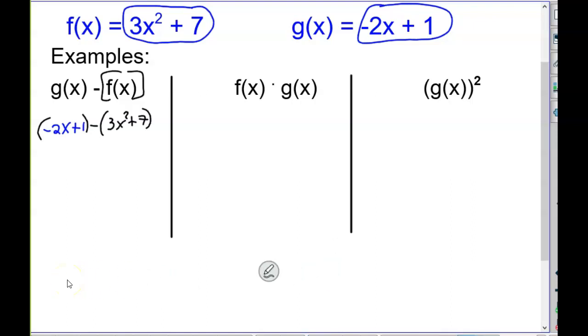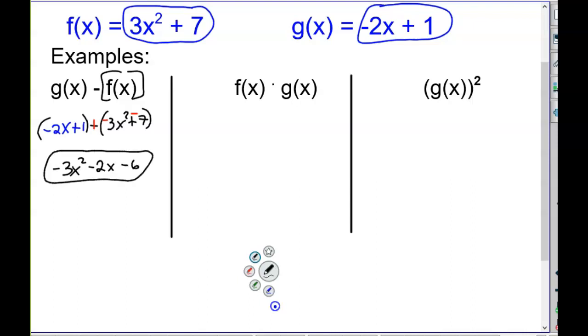Alright, so I'll just kind of get this set up. With subtraction, I don't like to think of it as subtraction. I like to think of it as adding the opposite, and that's usually where an error occurs. Now we just got to look at combining like terms. I have a negative 3x squared, and then I have a negative 2x, and then I've got 1 plus negative 7, which is negative 6, and that's as far as we're going to take that.